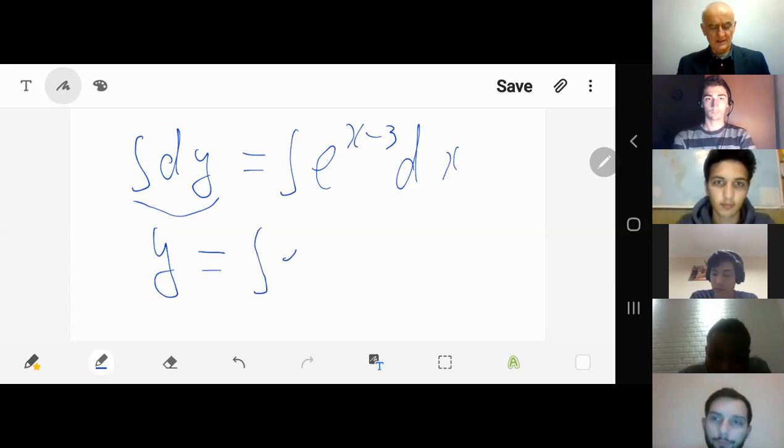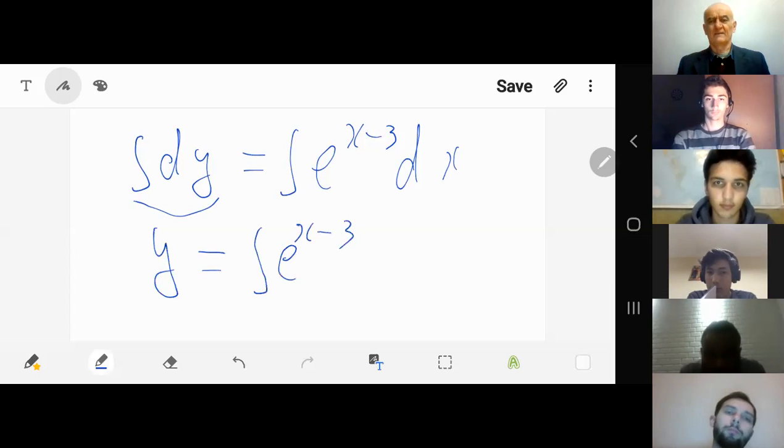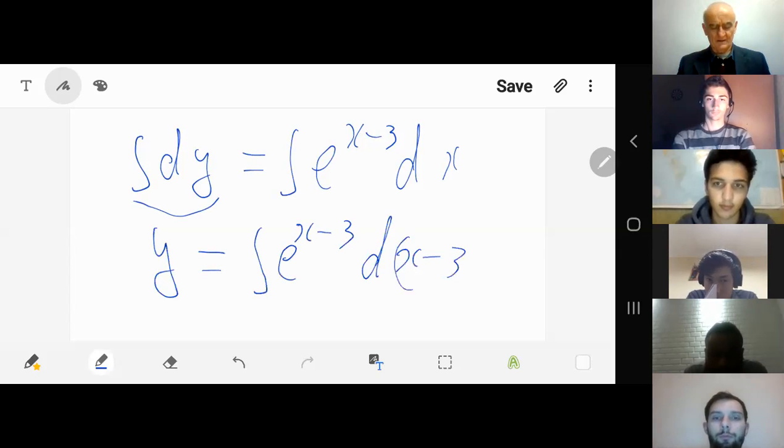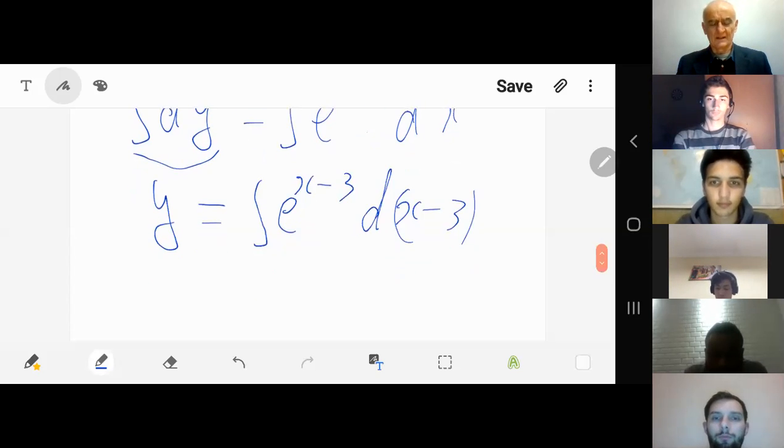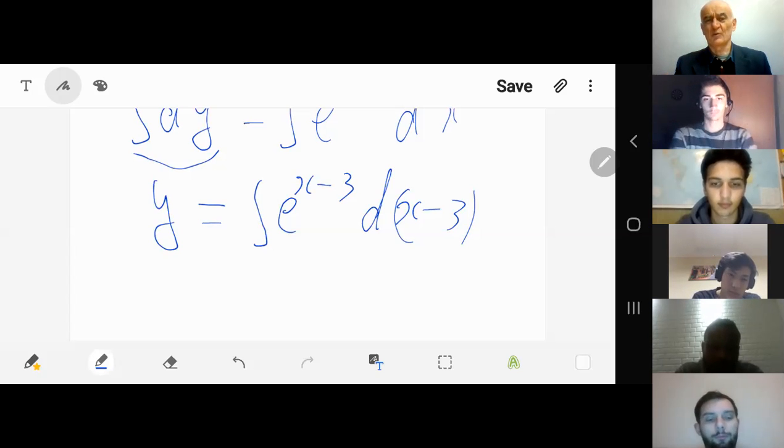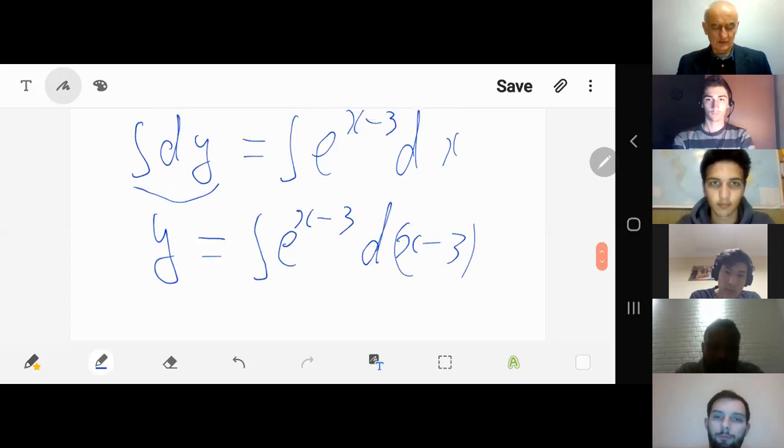So here we have e to power x minus 3, and I will write down here d(x minus 3). And if needed, we can check it. And how can we check it? d(x minus 3) is the derivative of x minus 3 times dx. But the derivative of x minus 3 is just 1. So d(x minus 3) and dx are just equal. Okay, let's now continue.